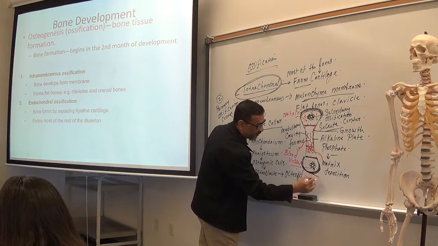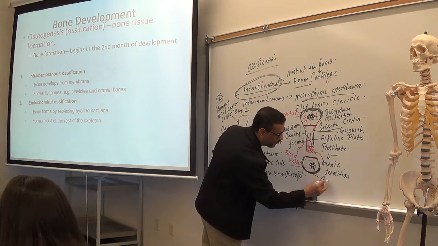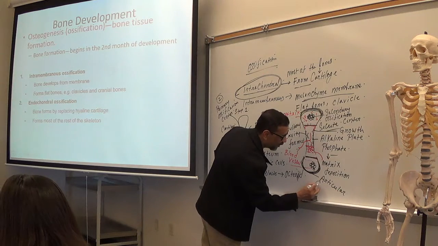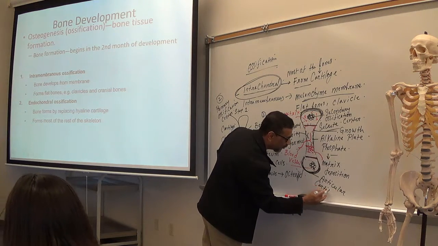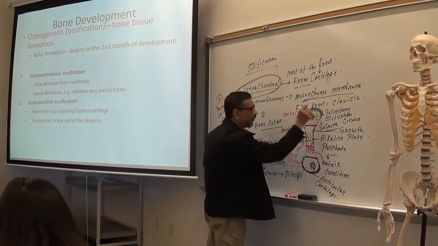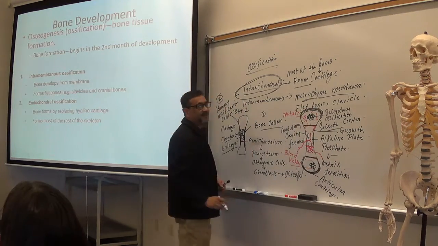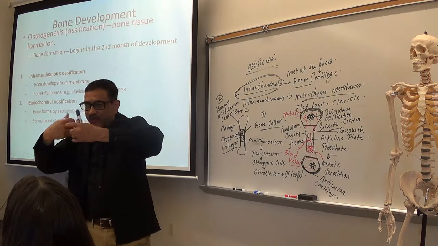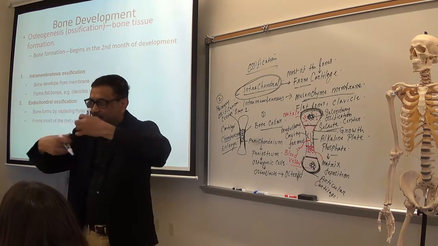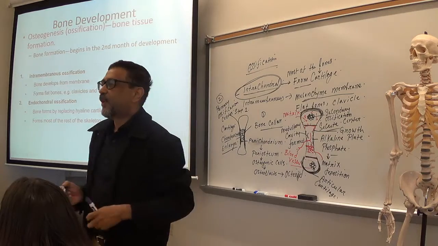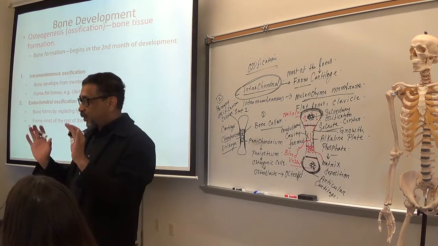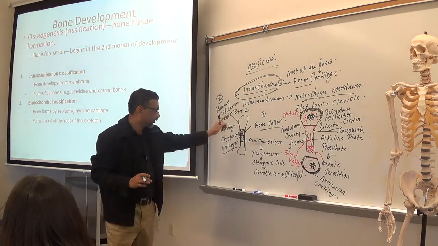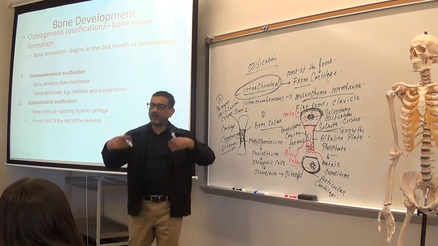So, articular cartilage. You already know this, right? When you draw the joint, remember, the ends of the bones are covered by hyaline cartilage, articular cartilage. Okay, so this is how the bone is formed from what? Cartilage. Okay, so let's quickly review.